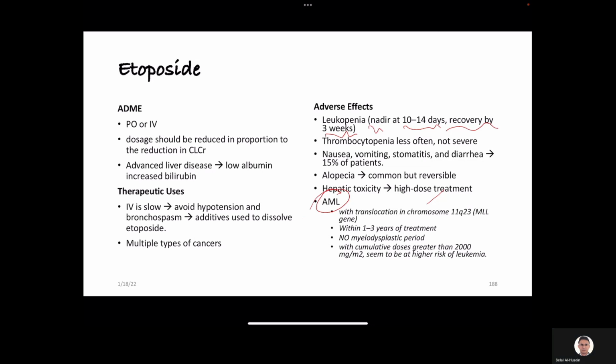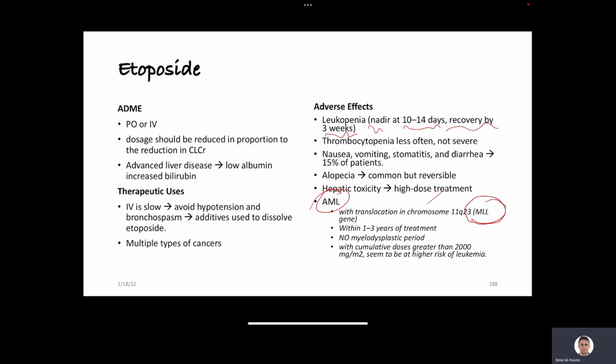So if a patient is treated for any type of cancer, he could develop a secondary malignancy of the type of AML later on. Now, AML in those patients, secondary to epipodophyllotoxin therapy, would have certain characteristics. First of all, it is associated with mutations of a gene called MLL, or mixed lineage leukemia.